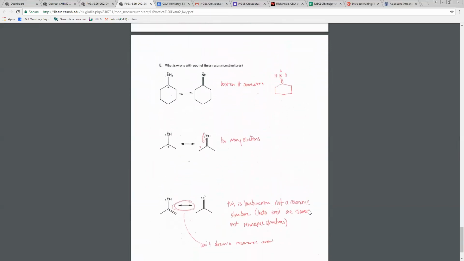There are a couple of examples of errors that are common to see. So in this case, we've lost a hydrogen. In this case, we've drawn too many electrons. In this case, we use arrows to indicate that it's resonance, but in fact, it's not resonance. It's actually tautomerism. So going back and forth between keto and enol are actually isomers, not resonance structures.